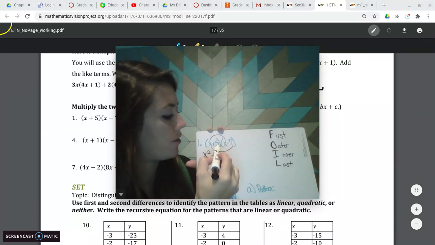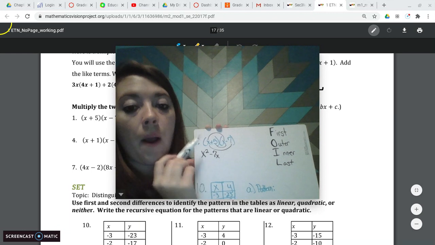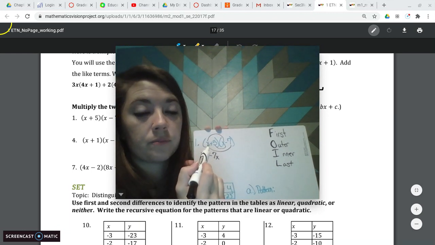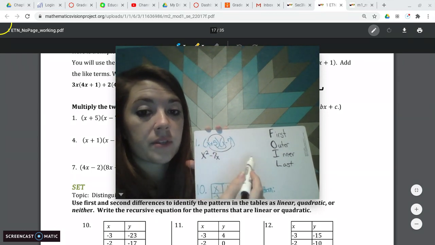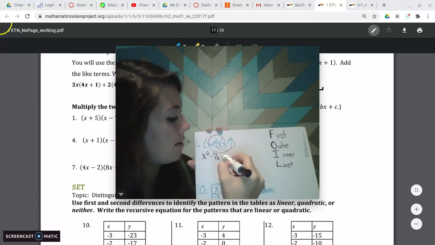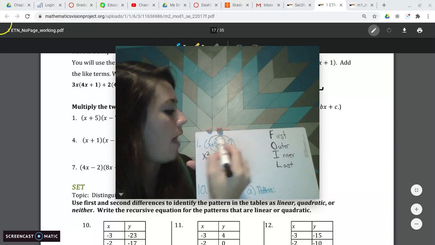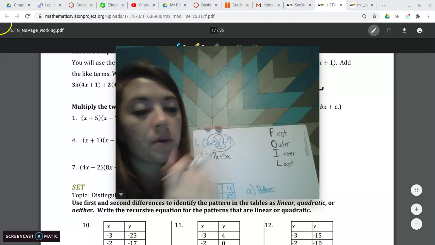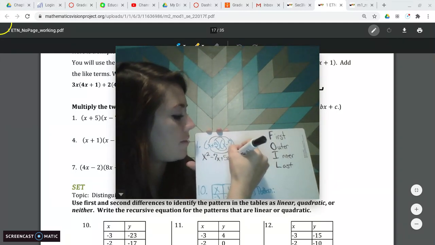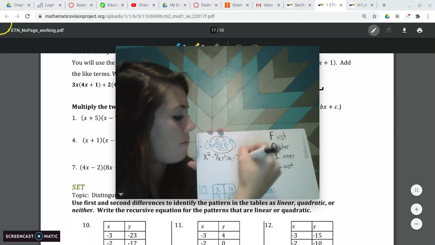Then we do the inner, so the two that are right next to each other, but in opposite sets of parentheses. So we have 5x. And then we do the last, so the last two terms of each of the parentheses. So 5 times negative 7 is negative 35.